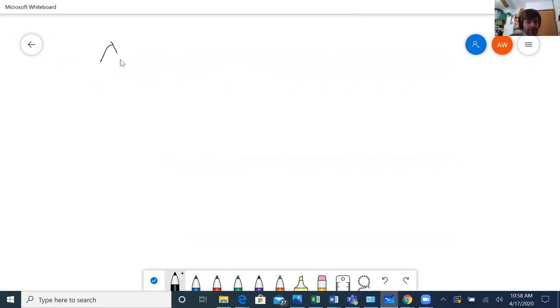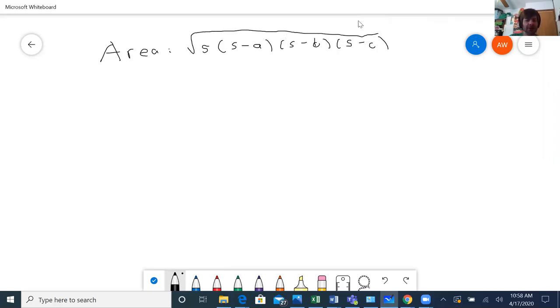Okay, so the area equals the square root of S times (S minus A) times (S minus B) times (S minus C). And we're going to say S is what's called the semi-perimeter, which is literally one half the perimeter.